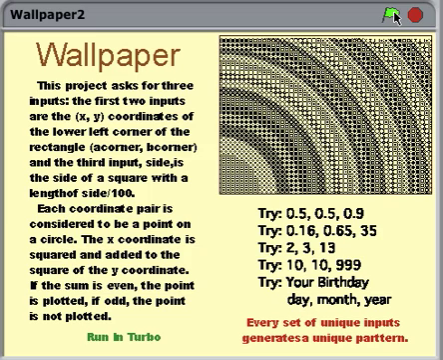Very, very interesting program. Every set of unique inputs generates a unique pattern. You cannot predict the pattern ahead of time. You actually have to compute it and then look at the pattern. That's the only way you'll ever find out the pattern. Very interesting, pretty simple algorithm.